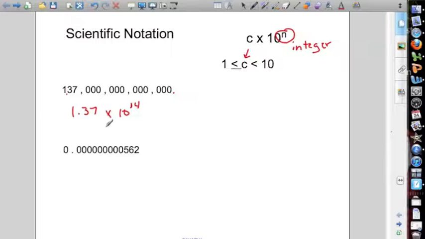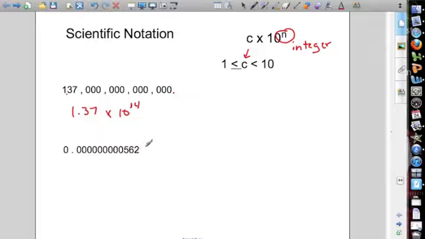The last thing, so first we got a number between 1 and 10. Second, we counted how many places we moved the decimal to get to that number between 1 and 10. And then lastly, we want to make sure that we look to see if this exponent should be positive or negative. 10 to the 14th, that's a really big number. So if I want to create a big number, I want to multiply by a big number, and positive exponents are going to give you big numbers. Here I have a small number. The process is exactly the same.